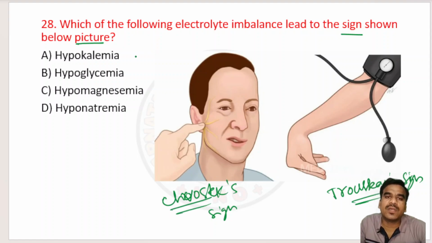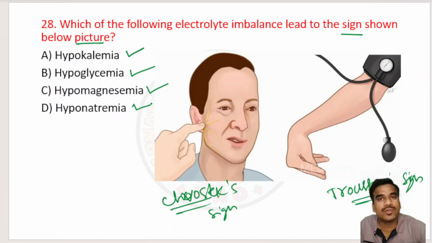Okay, so the options are A, hypokalemia, B, hypoglycemia, C, hypomagnesemia, and D, hyponatremia. There is no option for hypocalcemia. These two are the signs of hypocalcemia, but here there is no option of hypocalcemia. Then which is the right answer? Hypomagnesemia is the right answer.